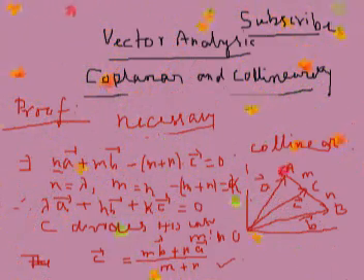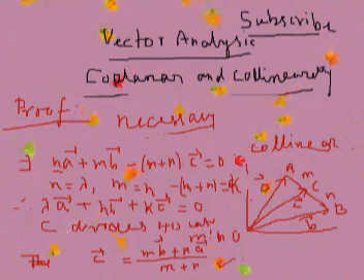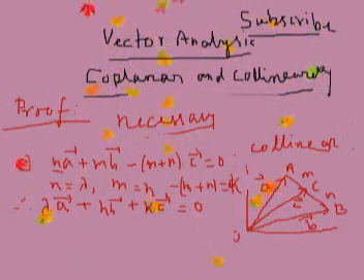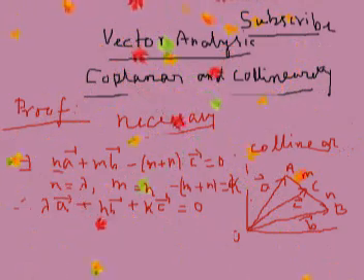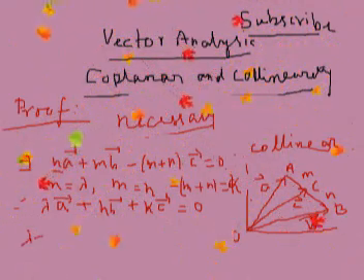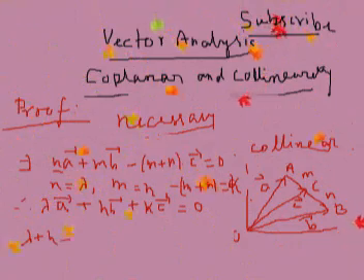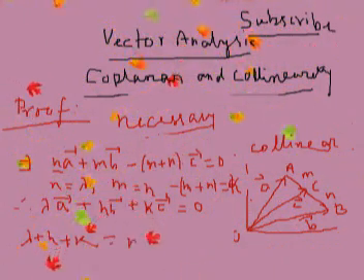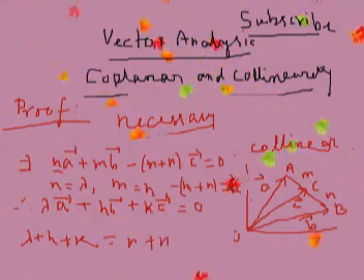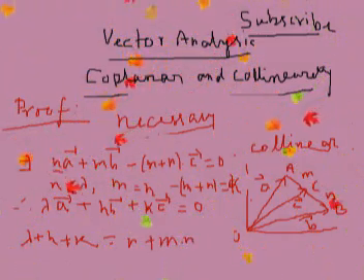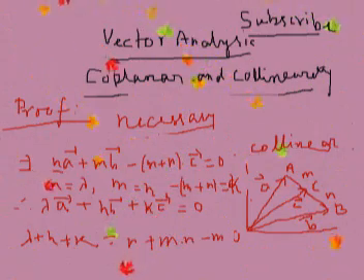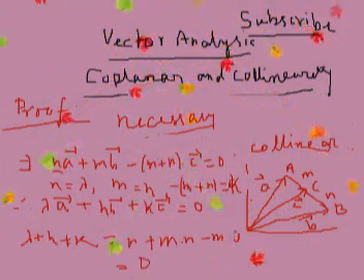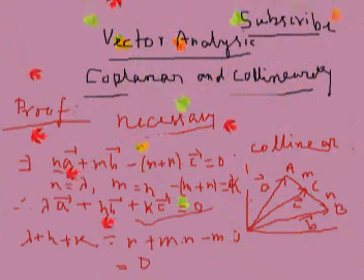And the other condition can also be satisfied in this way. If we sum lambda plus eta plus kappa, and put in these values, then it is N plus M minus M minus N equal to 0. So this is necessary. If three vectors are collinear, then they must satisfy these two conditions.